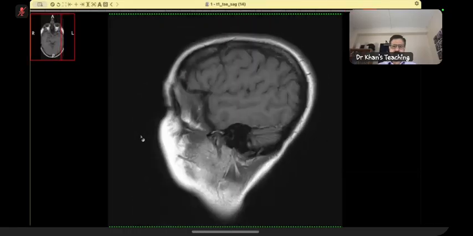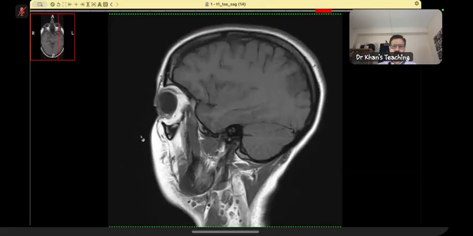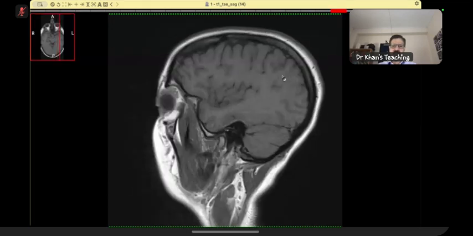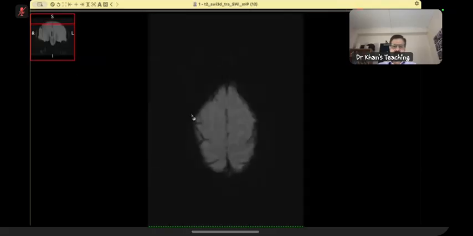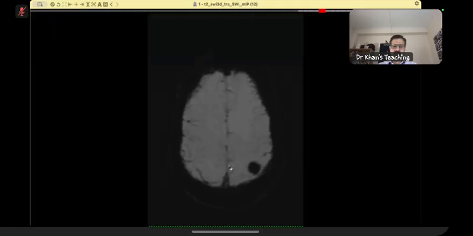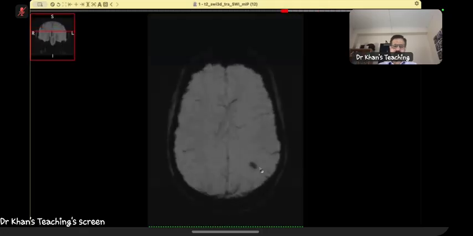In this particular case, this is where it is on a sagittal T1. It was not very high. On an SWI sequence, it is showing blooming.